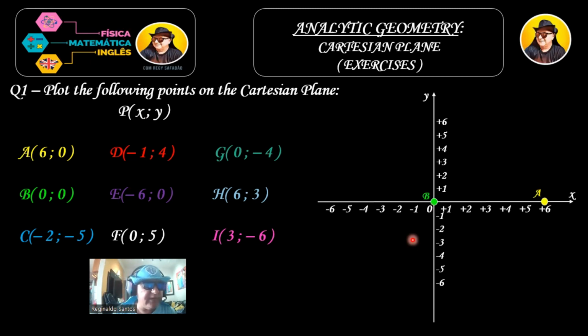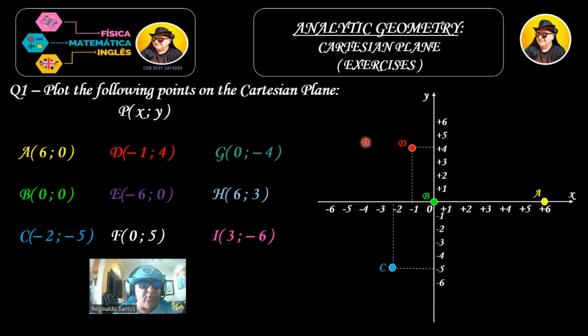Okay, let's see point C. This is -2 and -5. Well, -2 for x and -5 for y. So let's plot it. So point C, in blue, is right there, in quadrant 3. Okay, so let's plot point D, -1 for x and 4 for y. The point is going to be right there in quadrant 2. Yes, the red point is there. That is point D.